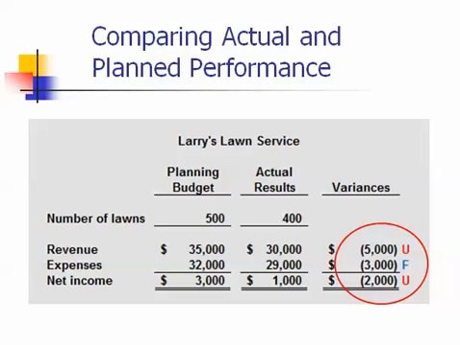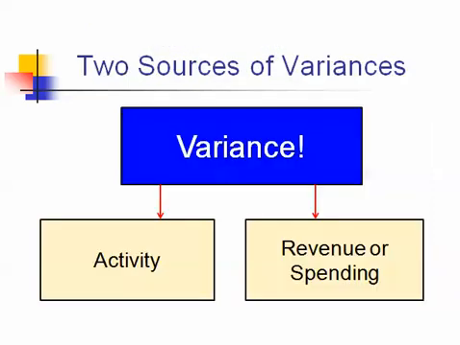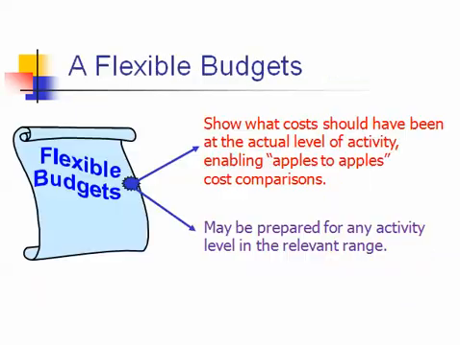Let's look at that a little bit further. In fact, we're going to find we can break our variances down into two pieces. An activity variance, that would have been the difference between 400 lawns and 500 lawns, and a revenue or spending variance. Again, the revenue variance being due to charging our customers a higher or lower price than we had expected, and a spending variance arising from spending more or less than we had anticipated on a per unit or in total.